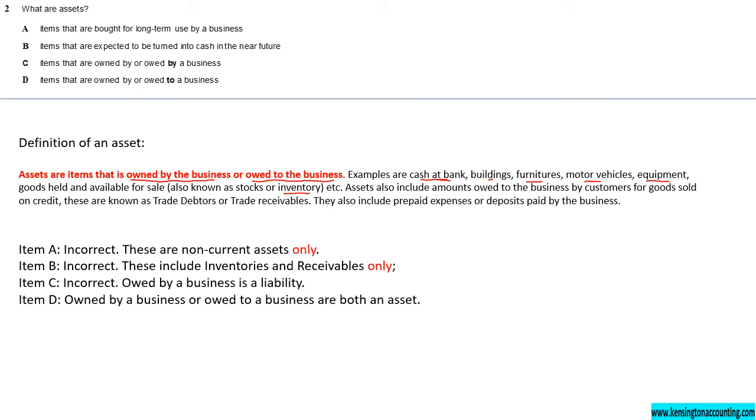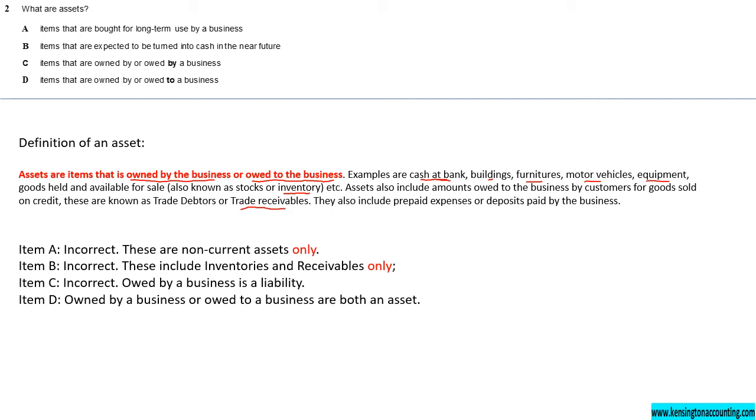Okay. Now, items which are owed to the business, examples would be trade receivables. Trade receivables, that's another word for trade debtors. It means amounts which are owed to the business by credit customers because the business sold goods or inventory to these credit customers on credit, and therefore they owe money to the business.